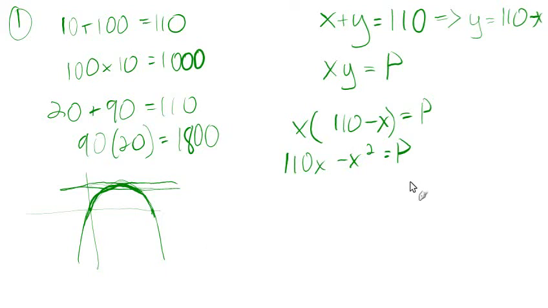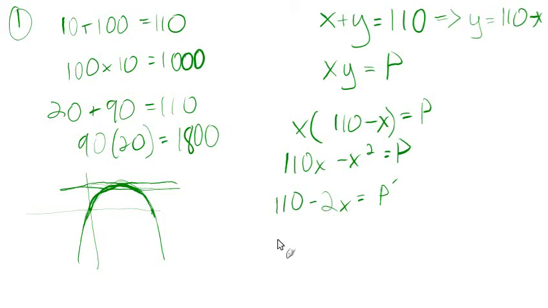So if we take the derivative, we'll have 110 minus 2x equals p prime, right? Because p is changing with respect to x. As x changes, it directly affects p. So dp/dx is this function.